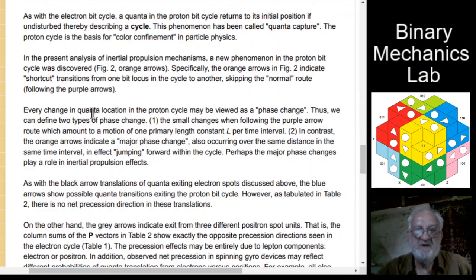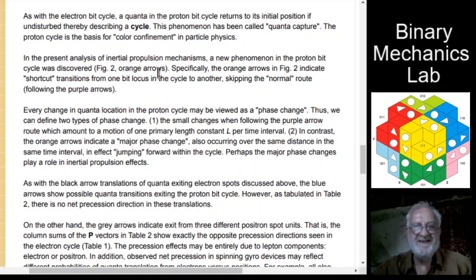As with the electron bit cycle, a quanta in the proton bit cycle returns to its initial position if undisturbed, thereby describing a cycle. This phenomena has been called quanta capture. The proton cycle is the basis for color confinement in particle physics.